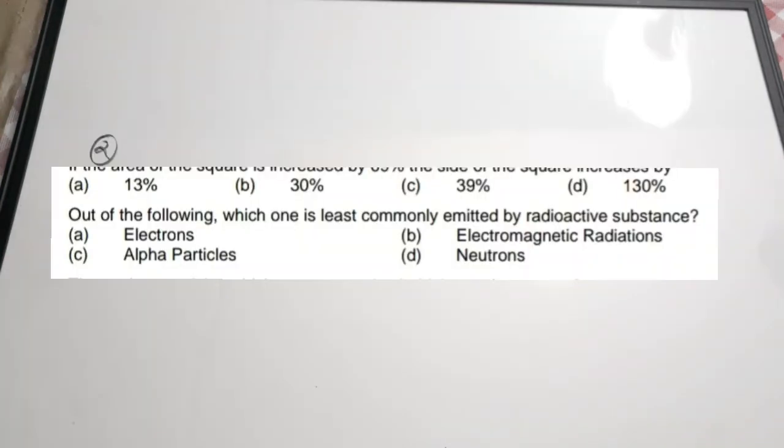Out of the following, which one is the least commonly emitted radioactive substance? A, electron, B, electromagnetic radiation, C, alpha particles, D, neutrons. Correct answer is option D, neutrons. So neutrons are the least commonly emitted radioactive substances. You can also find these types of questions from the physics subject. So you have to face these basic questions also along with your subject knowledge. Here the correct answer is option D, neutrons.